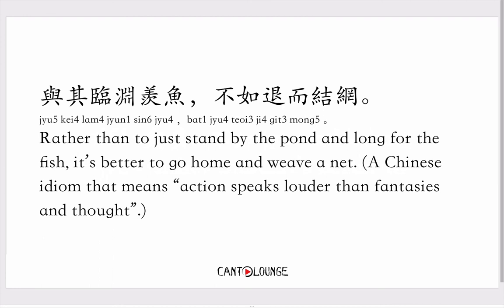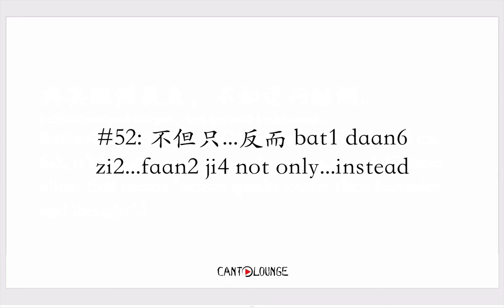So the whole thing together, rather than to stand by the edge of the pond or wherever fish are, like back in the days, right? Imagine like an emperor's garden. Like there are going to be ponds with fish. It's like a sign of luxury, apparently. So rather than to just stand by the pond and long for the fish, it's better to go home and weave a net, right? So instead of just thinking about what you can have, could have, and all that, it's better to do something about it and prep, right, when the opportunity comes and grab it. There's no point just thinking about it forever. Makes sense, right? Anyway, I'm the last person to be talking about self-help.